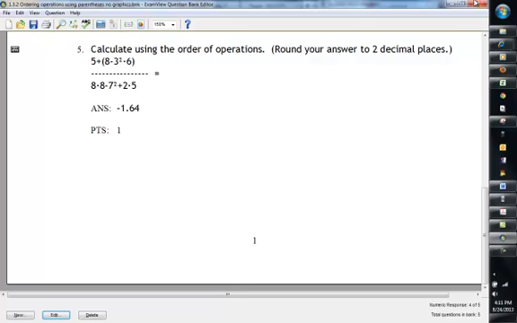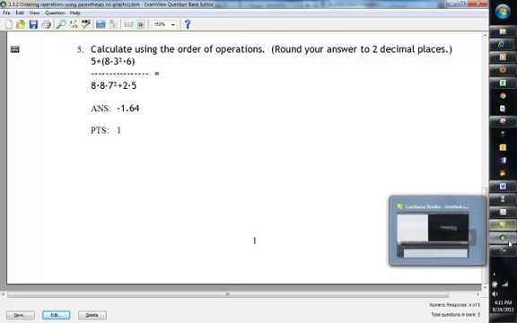So this is how you do the PEMDAS, or order of operations, with and without parentheses.